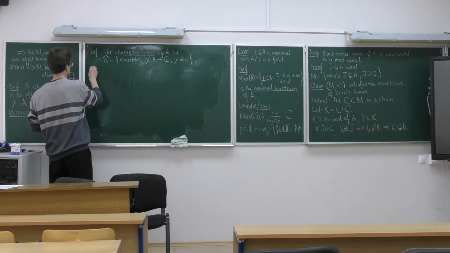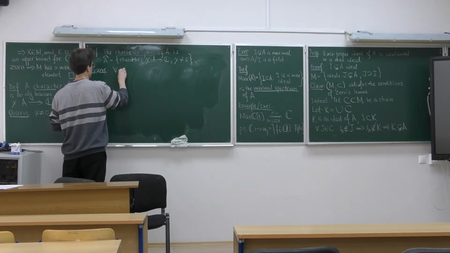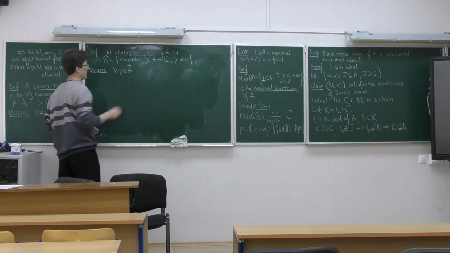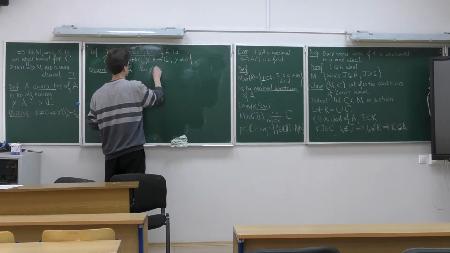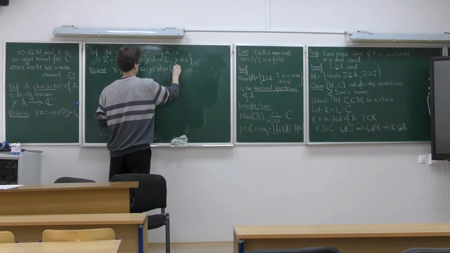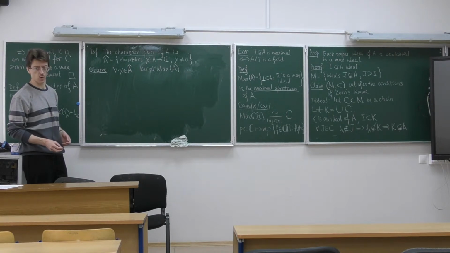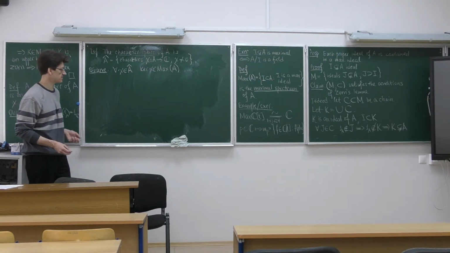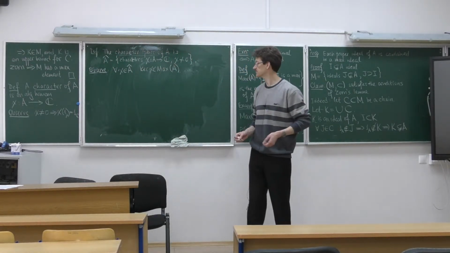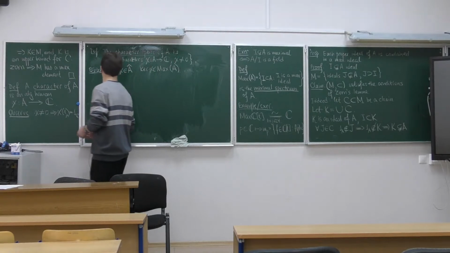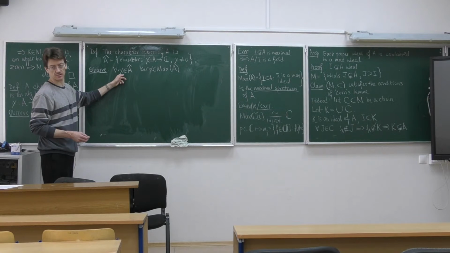Okay, let's now observe that if you take any non-zero character of A, then its kernel is a maximal ideal. This is clear because it is an ideal, and it has codimension 1, because chi is a linear functional, and clearly a codimension 1 ideal is maximal. So we get a map from A hat to the maximal spectrum, which takes each character to its kernel.